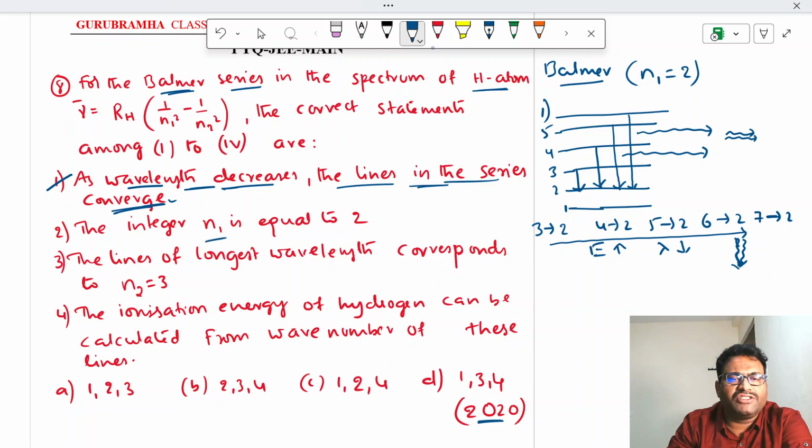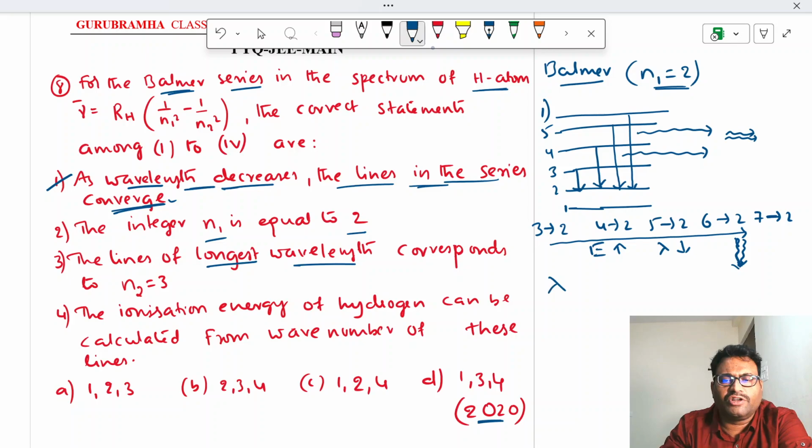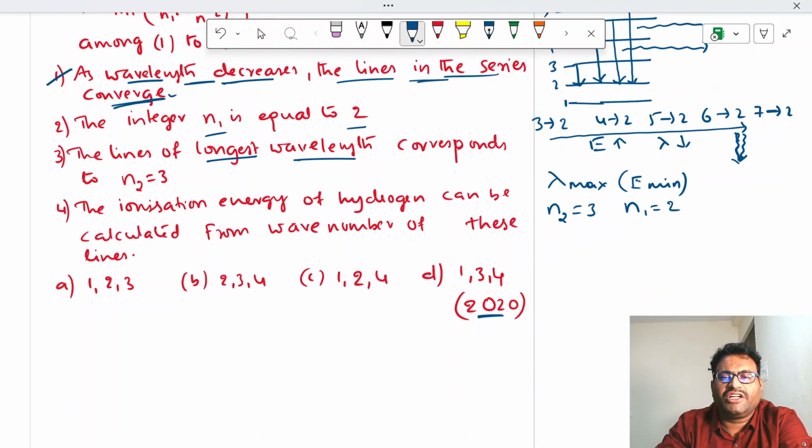So n1 is equal to 2, as we have already seen. For the longest wavelength, lambda must be maximum, so energy must be minimum. The minimum energy spectral line will have n2 equal to 3 and n1 equal to 2. This will be the spectral line having the least energy and maximum wavelength. So these two are also correct.